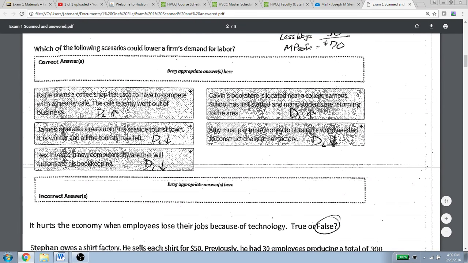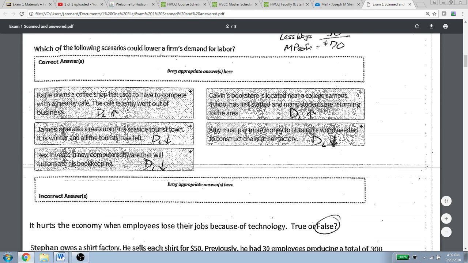Here I've made some notes. Katie, we're trying to figure out whether the following scenario could lower a firm's demand for labor. Here I'm suggesting that the demand for labor would be increased. Here the demand for labor would be decreased. Here the demand for labor would be decreased. Here the demand for labor would increase. And here the demand for labor would decrease.